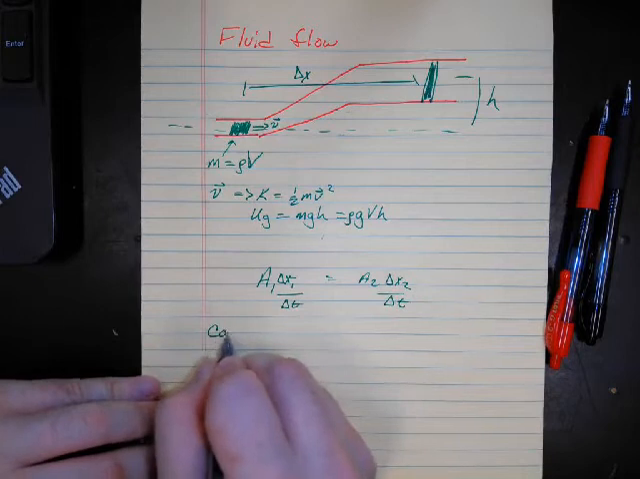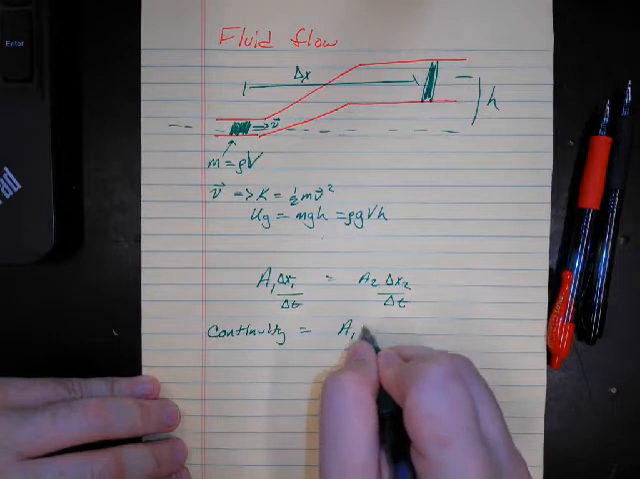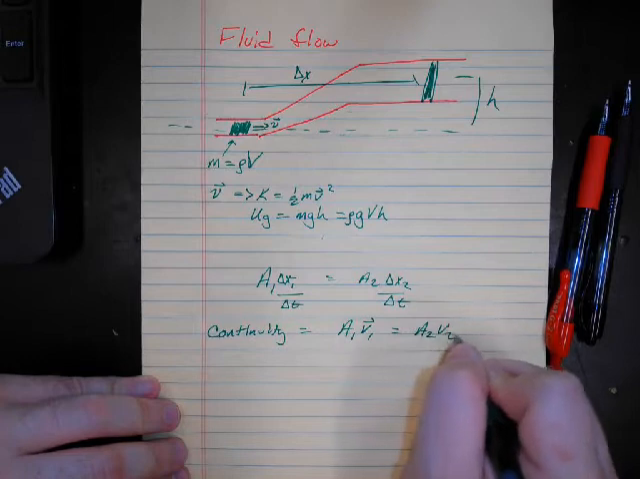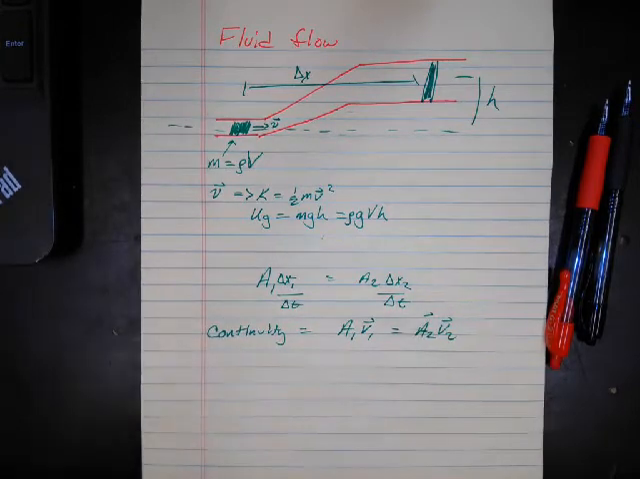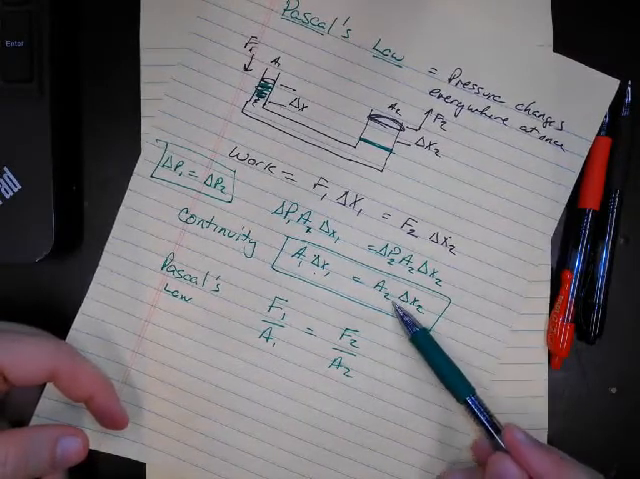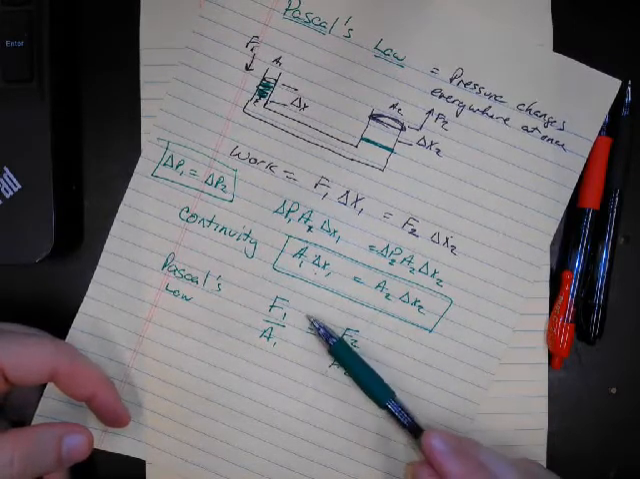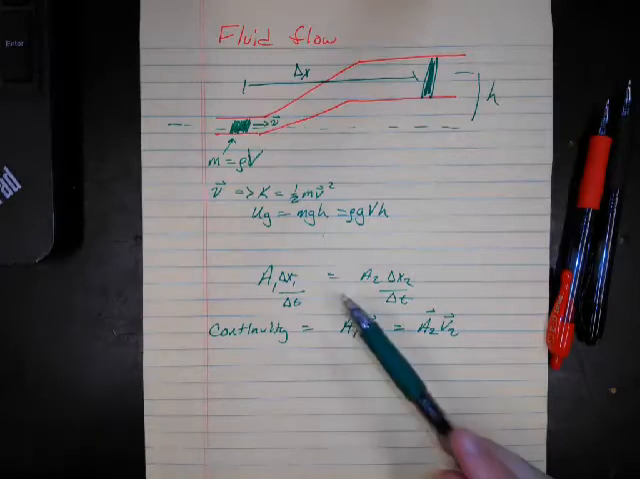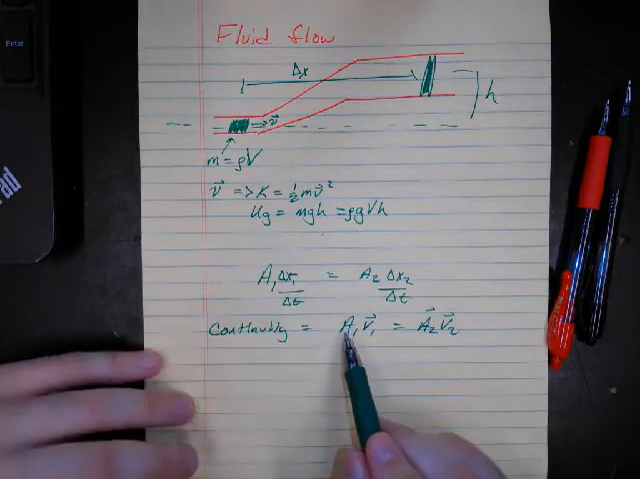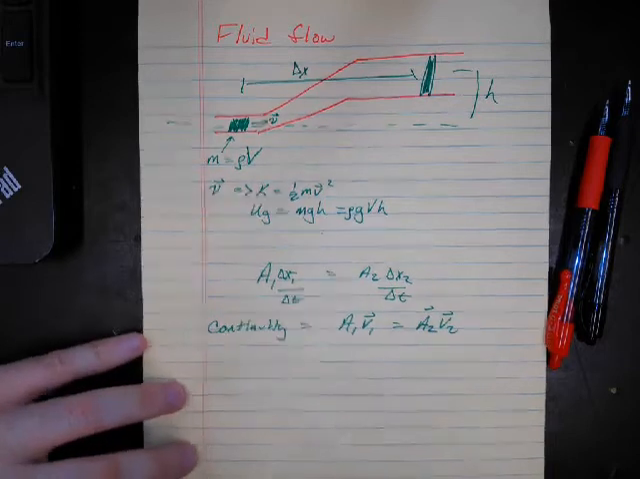So continuity says that the area times the velocity is a constant. That's one of the things we're doing: these are conservation laws in a sense. Here we're saying the mass is conserved, and here we're saying that the energy is conserved as long as the fluid's static. And now we're going to say that the energy is conserved when the fluid flows. So here we're saying that not only is the mass constant, but the rate at which the mass flows through the pipe is constant.